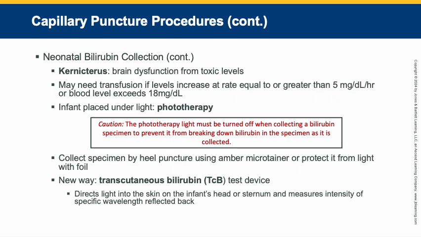Bilirubin levels can now be assessed using a portable, non-invasive transcutaneous bilirubin measurement device. This point-of-care device directs light into the skin on the infant's head or sternum and measures the intensity of specific wavelengths that are reflected back to determine the bilirubin concentration. This device allows the risk of hyperbilirubinemia to be assessed quickly and easily with no pain to that infant. So that is a new way that they can test for the baby's bilirubin without doing a heel stick.